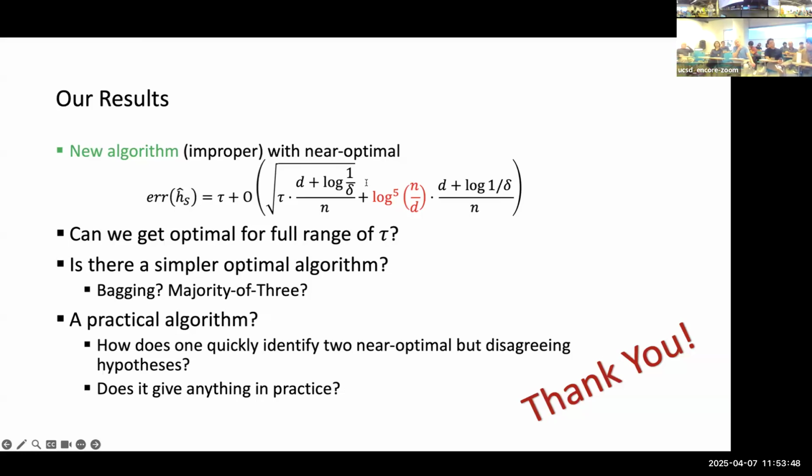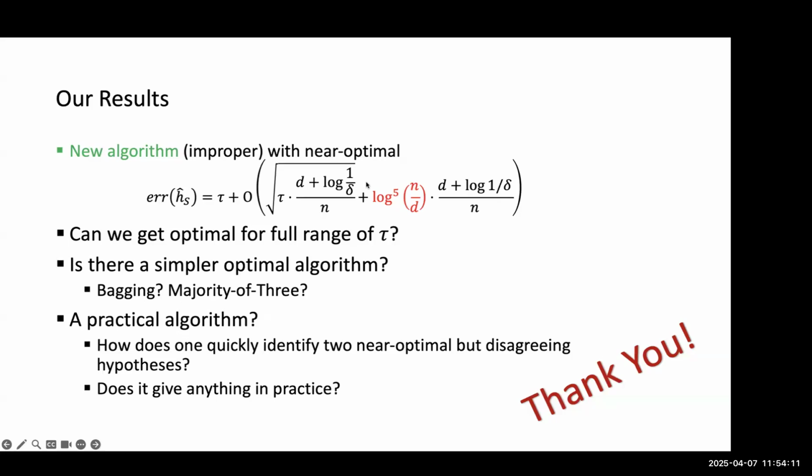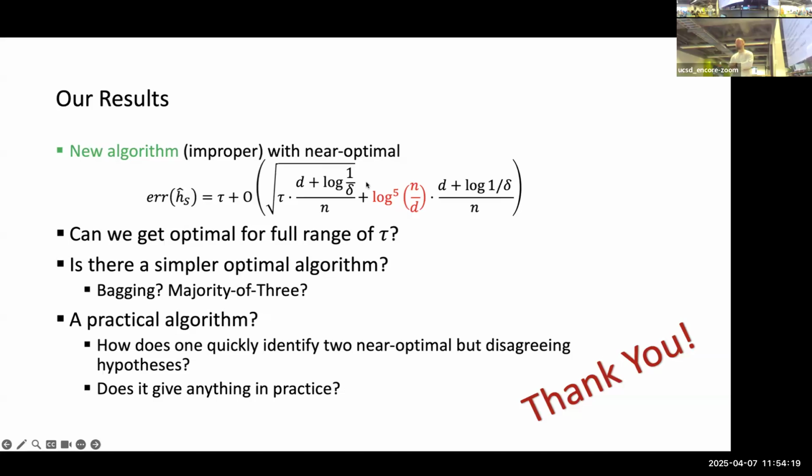But the lower bound shows that any proper learning algorithm will have this log n over d factor. So in that sense, I don't think you can look at the output and look at all the hypotheses that make up bagging or majority of 3 and choose one of them. I don't think that will work. Yeah, that still gives something proper, and the lower bound is saying any proper learning algorithm, not just ERM. I see. So even the inefficient distillation process doesn't work. Yeah, exactly.